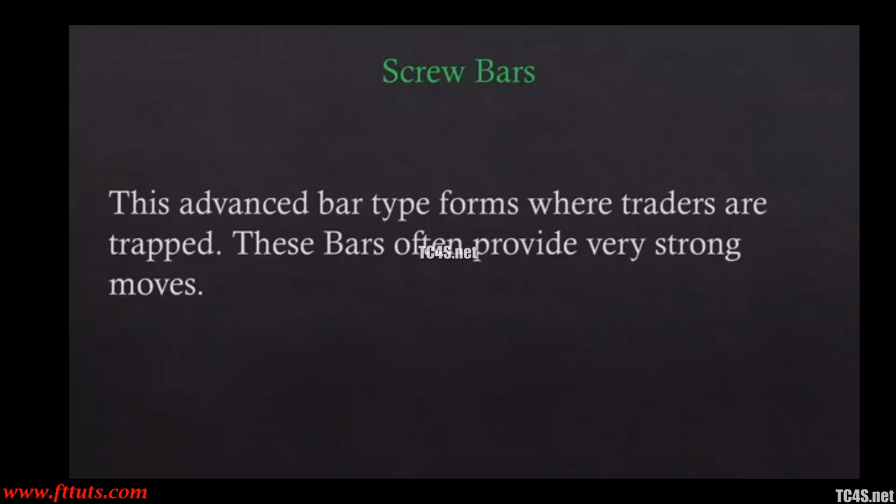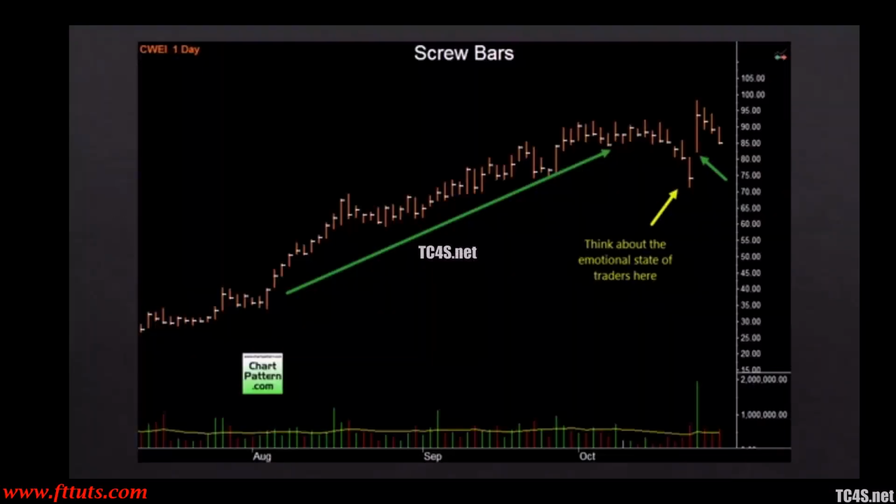Screw bars. This is an advanced bar type. And while I'm not talking about bars in this part of the chart, it is a gap on another time frame, and I need you to see it. These bars provide very strong moves. In the case of CWEI, this was recently a chart talked about in chat where somebody said Dan said it didn't look good, and then it did something unusual, and I want you to know that it was unusual. Most people didn't recognize it, but it was really unusual that you see it this gorgeous, how it occurred. And that is, you have a strong uptrend. That's why the green arrow is here, strong uptrend.